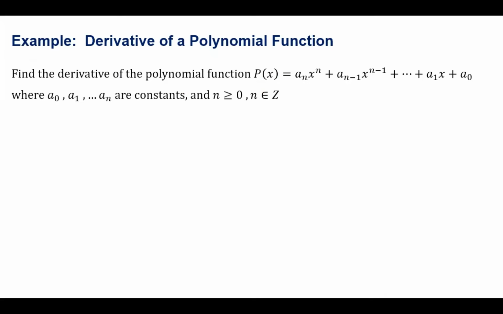So can you find the derivative of a polynomial function, P(x), which is defined as a_n times x to the power of n plus a_(n-1) times x to the power of n minus 1, all the way up to a_1 times x plus a_0, where a_0, a_1, a_n are constants, and n is a natural number, and n is greater than or equal to 0. Okay, I'll give you 2 minutes to think about this question here.